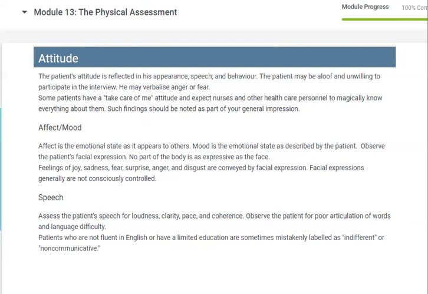Speech. Assess the patient's speech for loudness, clarity, pace, and coherence. Observe the patient for poor articulation of words and language difficulty. Patients who are not fluent in English or have a limited education are sometimes mistakenly labeled as indifferent or non-communicative.